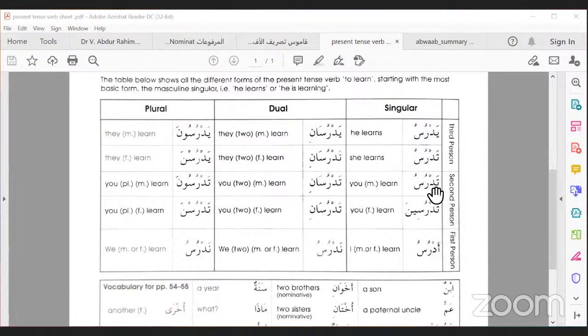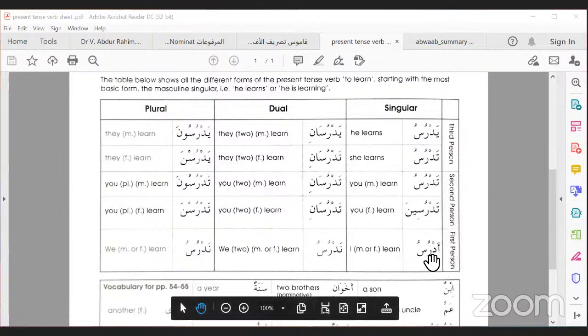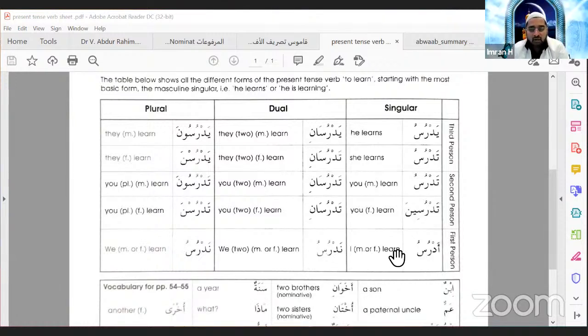Start from tadrusu. تدرس, you learn. تدرسان, you both learn. تدرسون, you all learn. تدرسين, you learn. تدرسان, you both learn. تدرسن, you learn, plural. أدرس, I learn. ندرس, we all learn. Exactly. So adrusu, I learn, is used for the male and female as well. Nadrusu, we, is used for female and masculine as well. So these are combined verbs which are used for both genders.